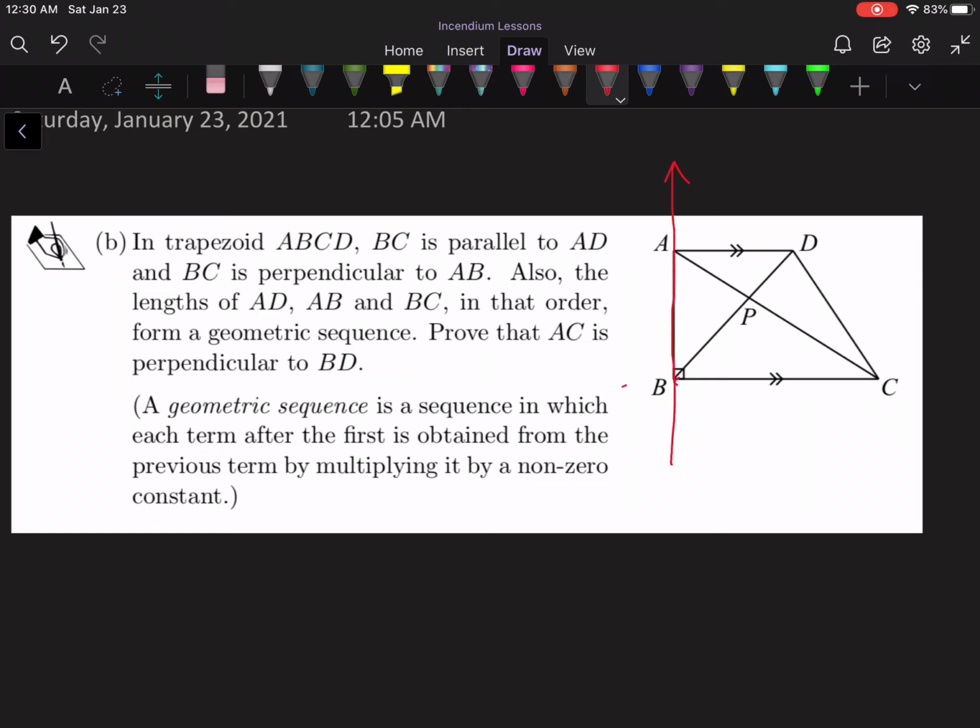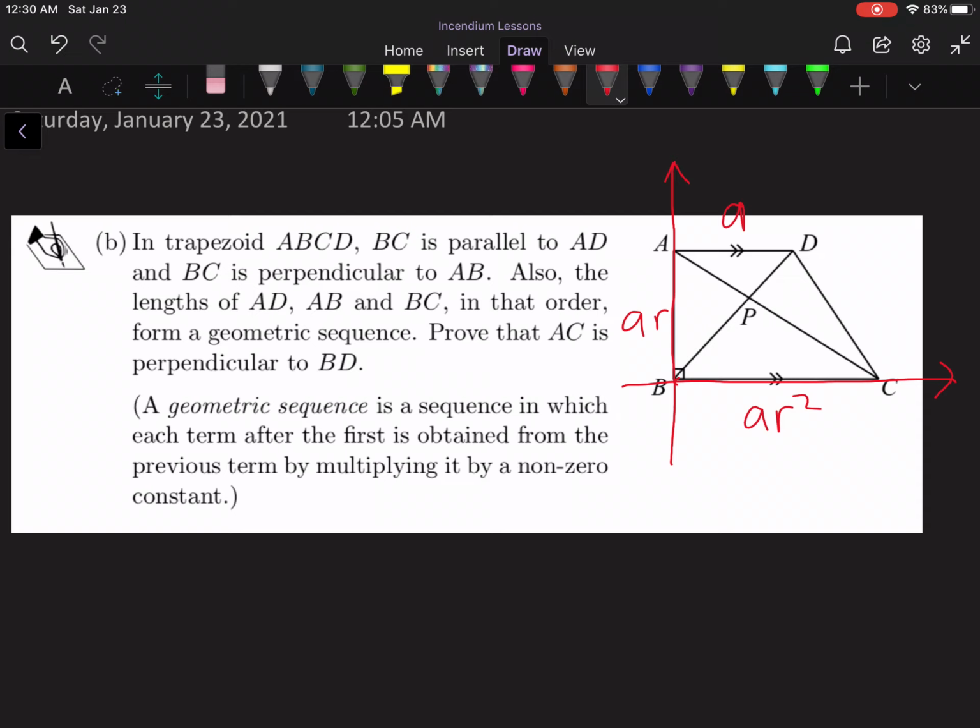I'm just going to put this trapezoid on a grid, and let's think about it. First of all, the most clear piece of information we have is that the lengths AD, AB, and BC form a geometric sequence in that order. So let's call AD a, lowercase a, a random variable. AB would be a times r, and BC would be a times r squared. Clearly a, ar, ar squared are a geometric sequence in that order, right? Okay, perfect.